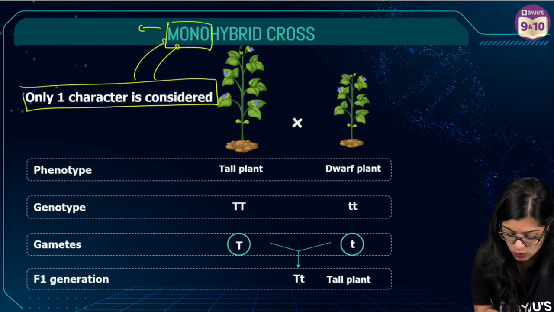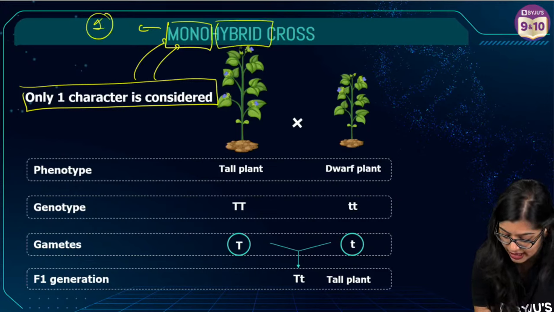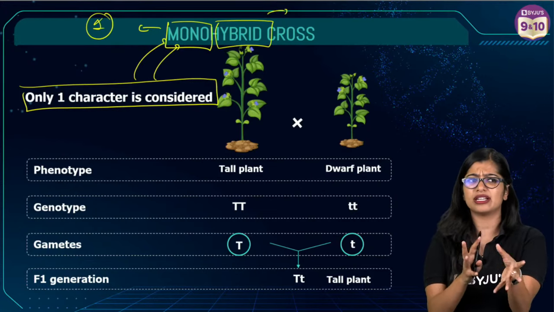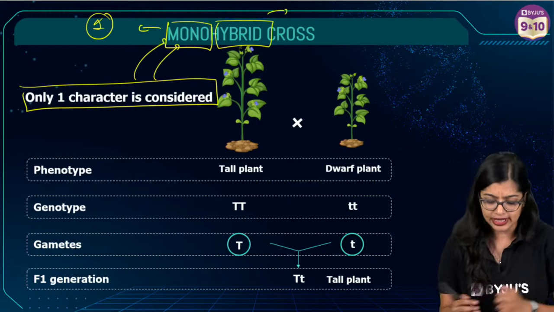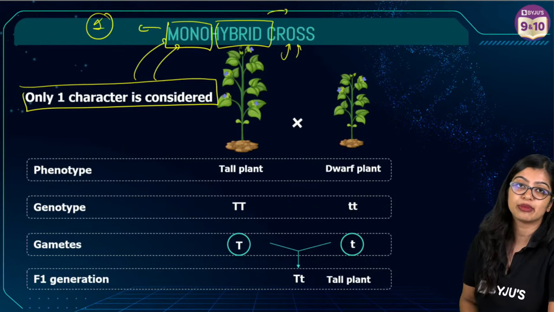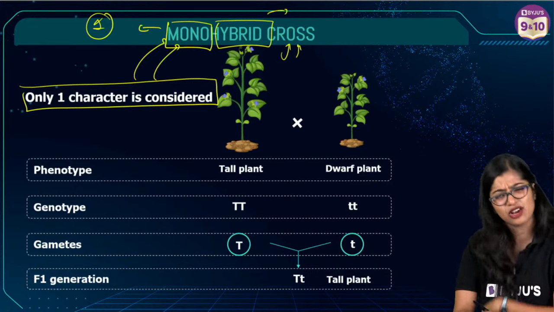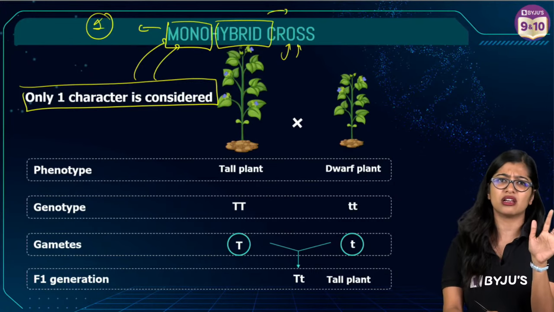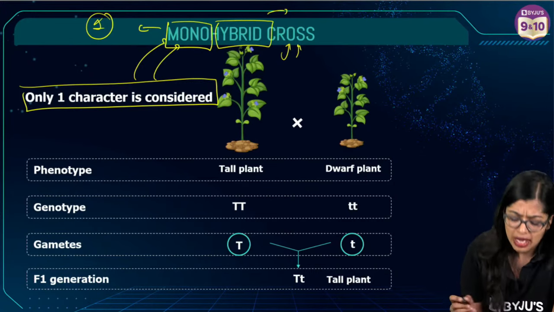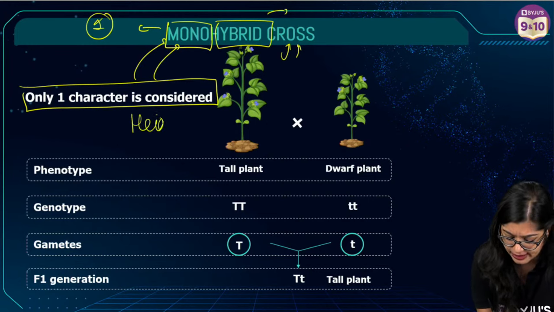Mono means one. Hybrid means two. You know, a hybrid is a combination of two, right? So in this case, we call it a monohybrid cross. Now, in this case, when only one character was considered, you could take any, okay? You could take flower color, you could take seed shape. But in this case, we will take the height, right?